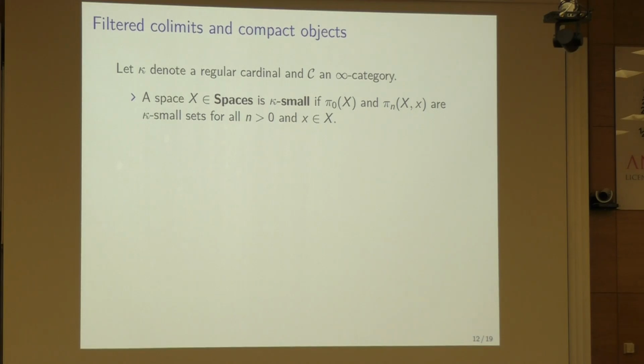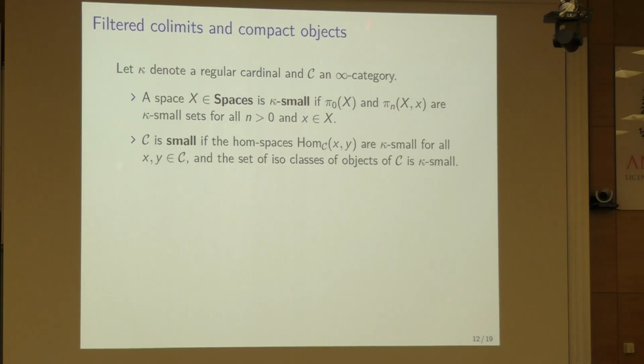Then here, this is the most technical part, that to define accessibility I will need to define all these concepts. So we can define an object of the infinity category of spaces to be small if all its homotopy groups are kappa small for some kappa. Then we can have a definition of kappa small, I left the kappa there, such that the hom spaces for every two objects are kappa small as spaces, and then also the isomorphism classes of objects are kappa small. This is also, in fact, a model independent definition of smallness.